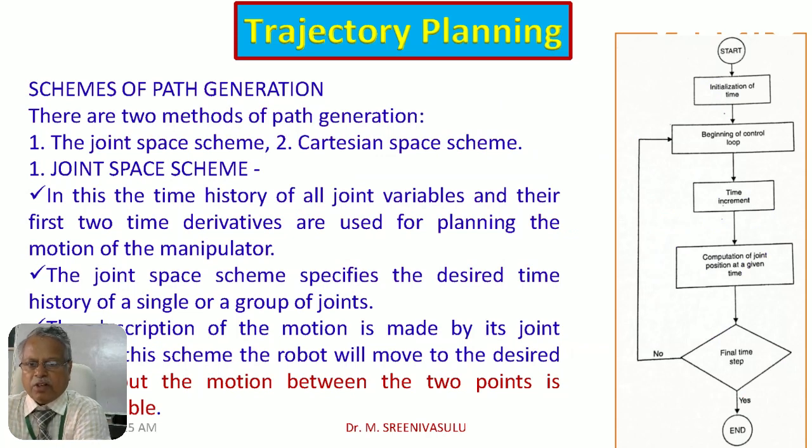So now coming to the scheme of path generation. As you all know, there are two schemes: joint space scheme and Cartesian space scheme. That you can understand from this. See, initialization of the time, beginning of control loop, time increment, then after that computation of joint positions, then the final time step. If that is satisfied, fine, and then it goes out. Otherwise, it will come back and it starts with the fresh time. So until the total time has been completed, this flow chart is going to continue.